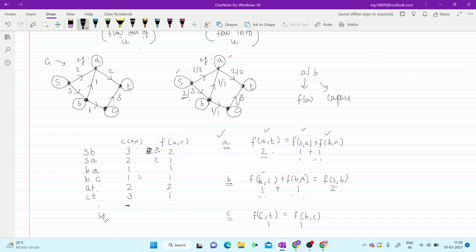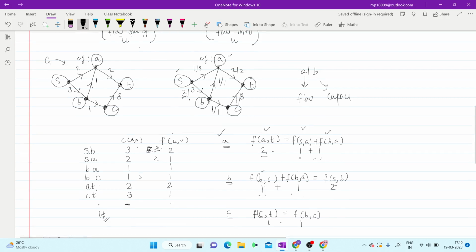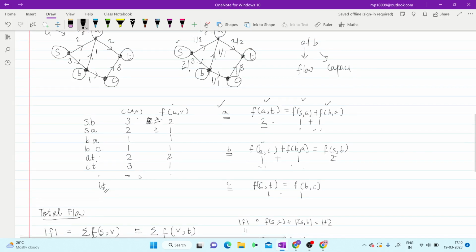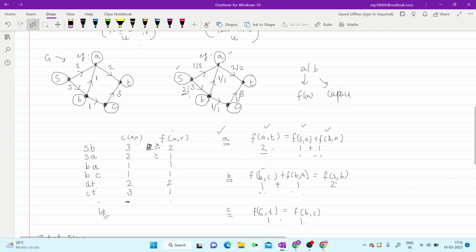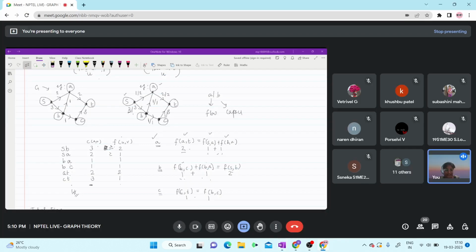And for vertex C, there's just one edge coming into C and just one edge going out of C, and both have flow value 1. So it is also satisfied for this. So we see the capacity rule and the conservation law are satisfied for this flow. Therefore, we see that this is indeed a flow. Did everyone understand what a flow is, or is there any confusion about either of the two rules, the conservation law and the capacity rule?